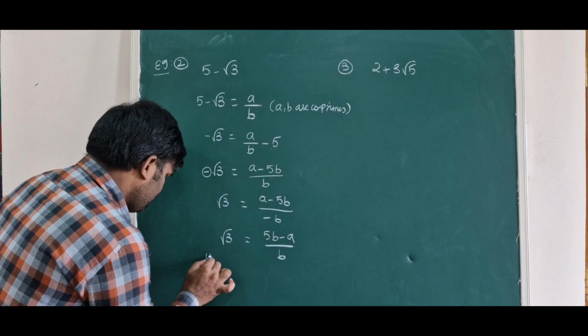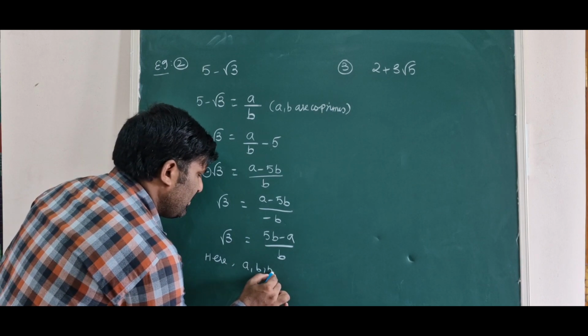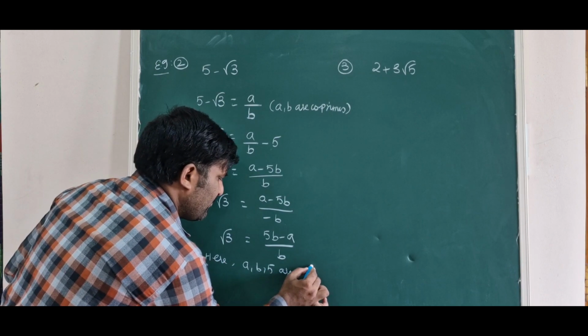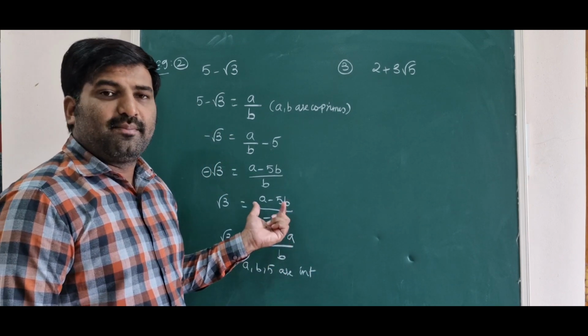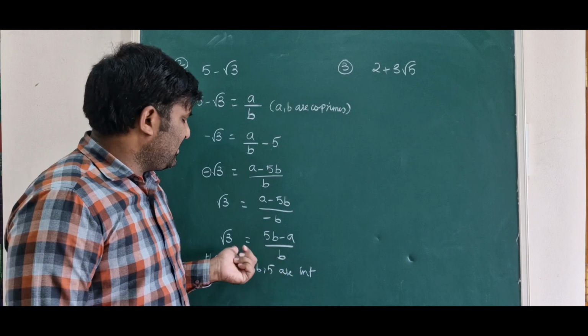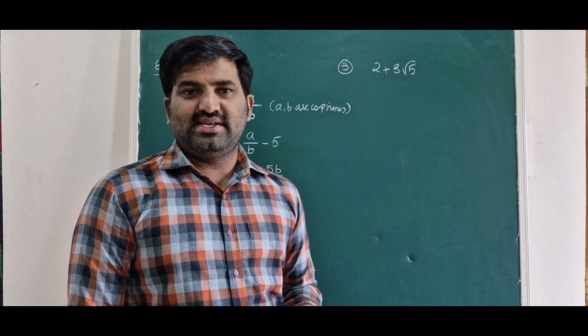Here, what are these numbers? a, b, 5b are integers, right? Now root 3 is in the form of p by q. If a number is in the form of p by q, we can say it is a rational number. But we already know that root 3 is an irrational number.